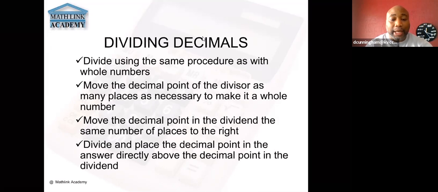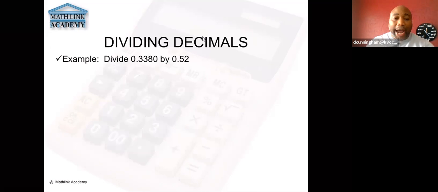Then we divide and place the decimal point in the answer directly above the decimal point in the dividend. So let's do this. Let's get our answer for what we can get as far as dividing. So we're going to divide this number by that other number, which is 52 hundredths. So let's go to our whiteboard and show you how this is done.